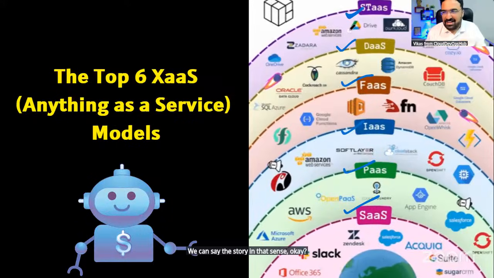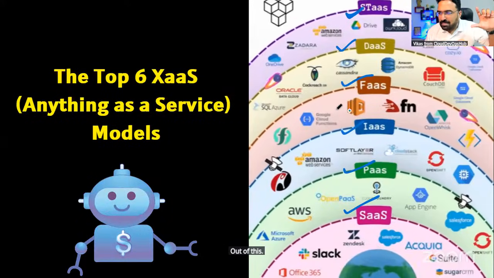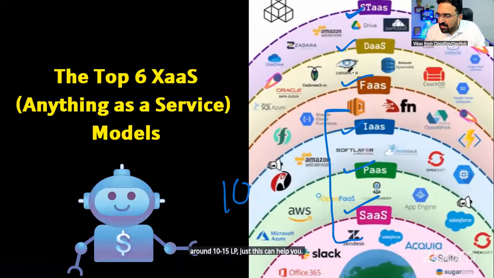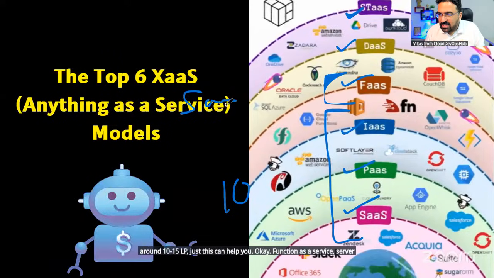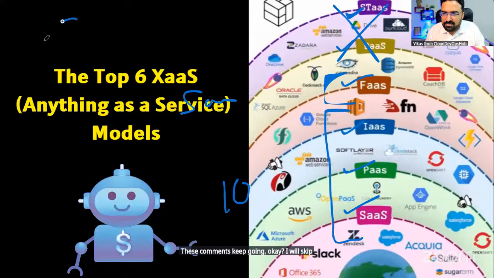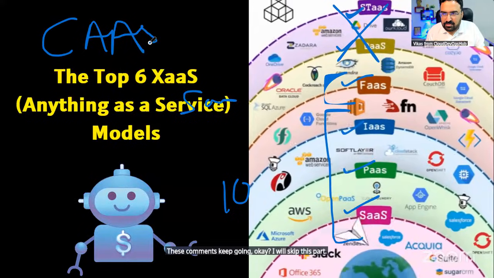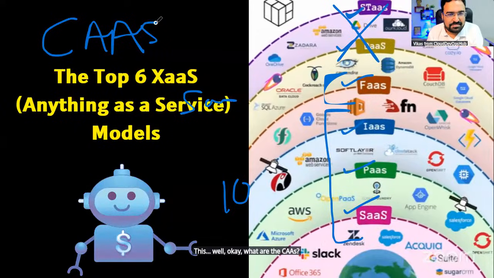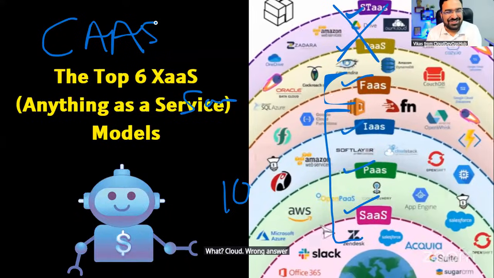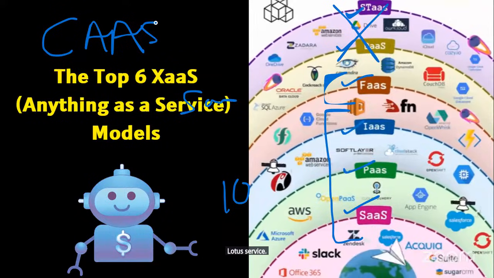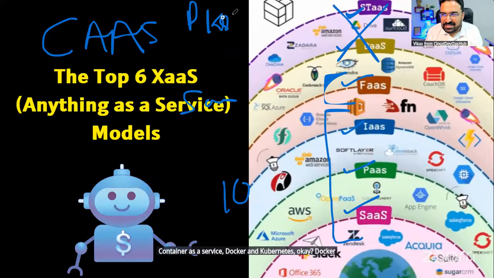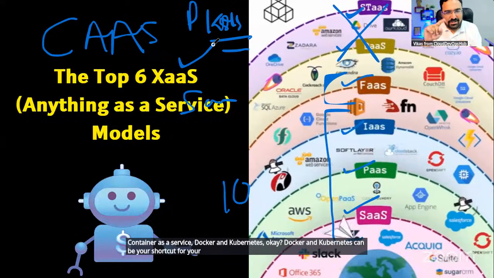But I will tell you, out of these, in simple package terms, if you want around 10-15 LPA, just this can help you. Function as a Service, serverless, can help you reach a 20-30 LPA package. I will skip this part and bring a new thing here. What is this? CaaS. Code as a service? Cloud as a service? Wrong answer, there is nothing like that. Containers as a Service: Docker and Kubernetes. Docker and Kubernetes can be your shortcut to a better package. Understood? So we have to study this.